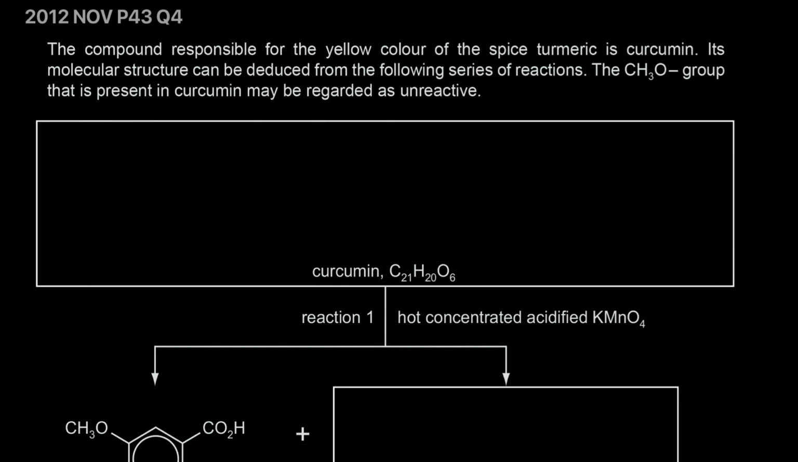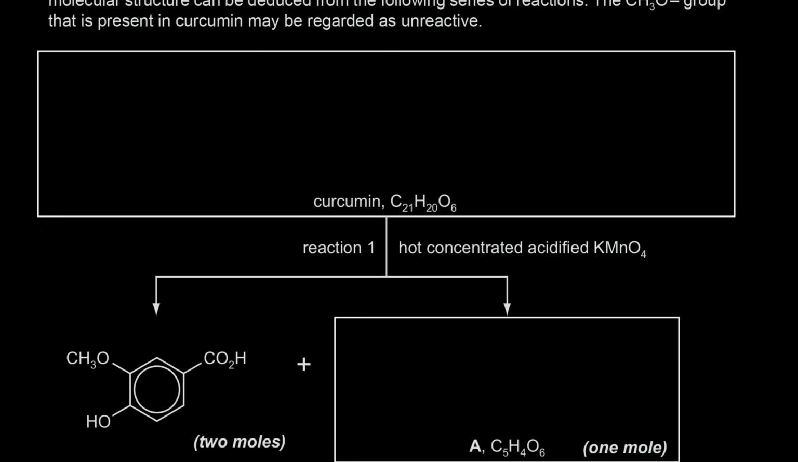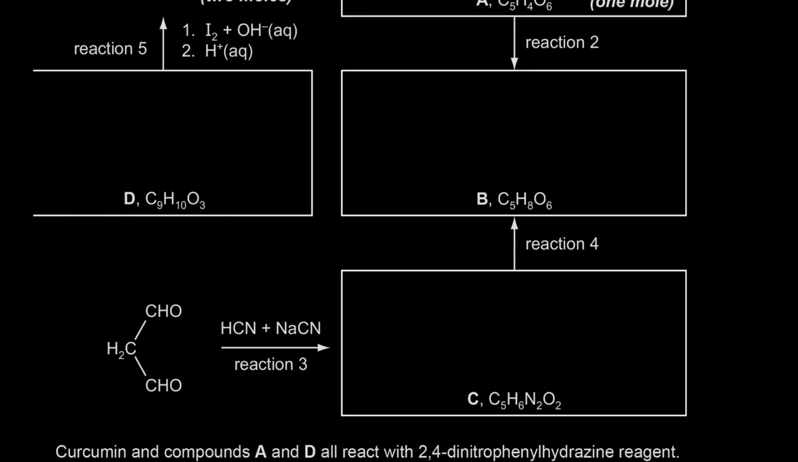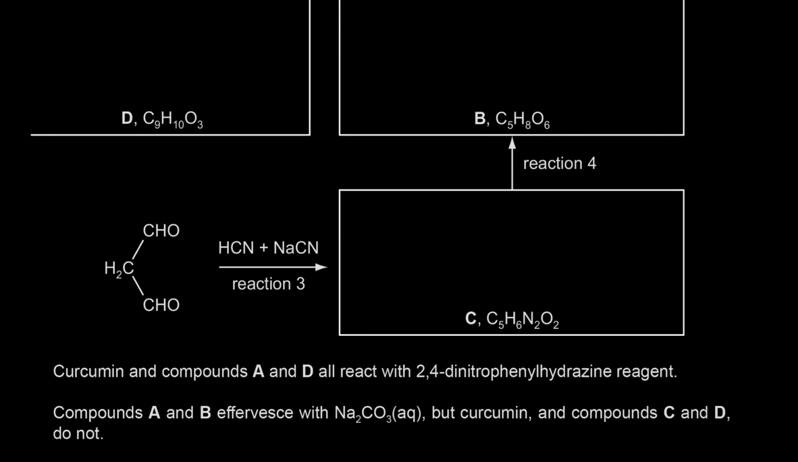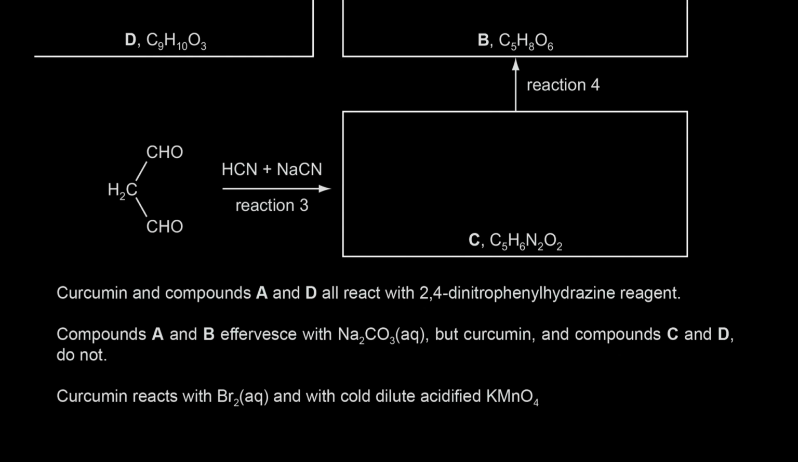So what we want to do is determine the structure of curcumin, which is this sort of 21 carbon compound, and we're not going to determine it directly here. What we're going to do is look at it backwards. So curcumin is undergoing a series of reactions. There's a series of reactions shown, and we're going to start at the bottom right here, and work our way up to making the structure of curcumin.